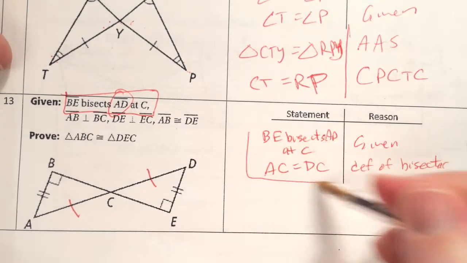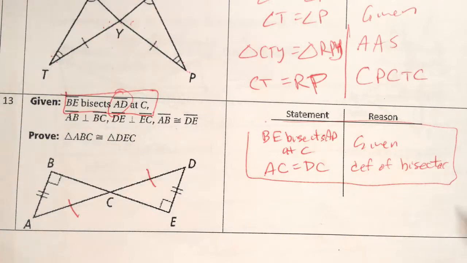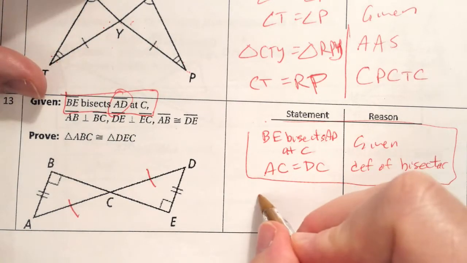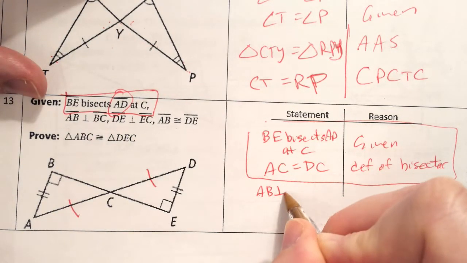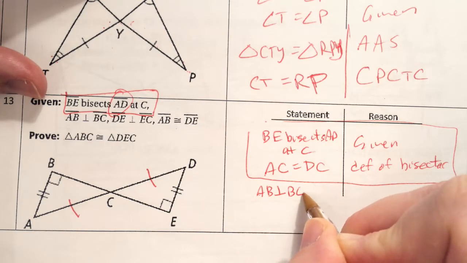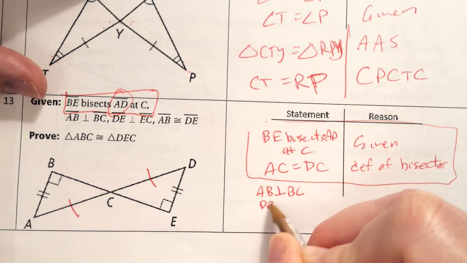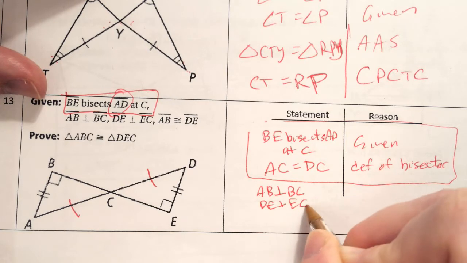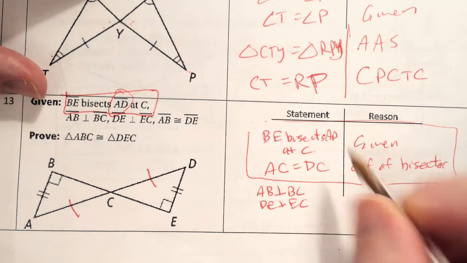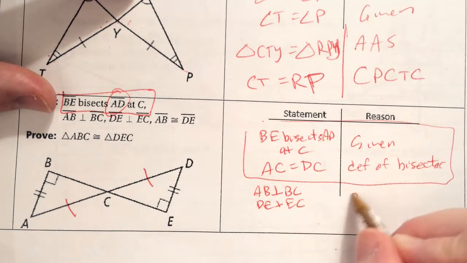Okay, so that was a chunk right there. So those two are going to always stay together. Okay, they also said that AB was perpendicular to BC. DE is perpendicular to EC. Okay, so that's given.